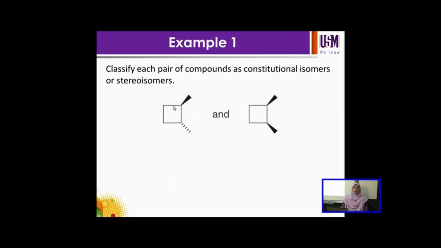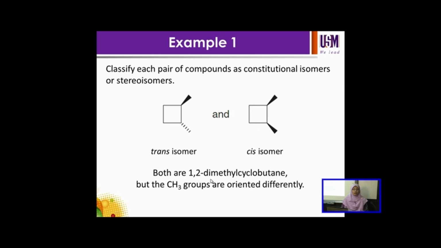Okay, what about this one? We have 2 dark lines pointing towards us for this molecule, and here we have 1 dark line pointing towards us and 1 dashed line pointing at the back. So this is a cis isomer, while this one is a trans isomer. So both are 1,2-dimethylcyclobutane. They have the same name except for the prefix cis and trans, but the methyl groups are oriented differently. So this is a stereoisomer.